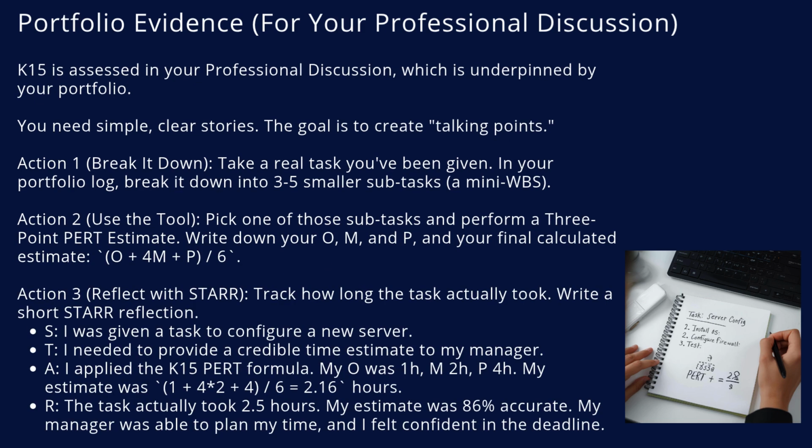Third, action 3, reflect with STAR. After you finish the task, compare your estimate to the actual time. Then write a simple STAR reflection. Situation, I had a task to configure a new server. Task, I needed to estimate it. Action, I used the PERT formula, (1 + 4×2 + 4) / 6, and my estimate was 2.16 hours. Result, the task actually took 2.5 hours, so my estimate was 86% accurate. My manager was able to plan the work confidently. That's a perfect, concise story for your assessor.